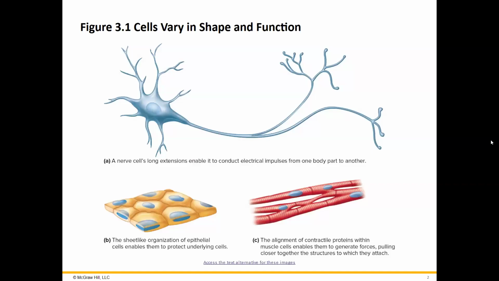So just appreciate here the different types of cells. At the top, we have a nerve cell. At the bottom left, we have skin cells. And the bottom right, we have muscle cells.